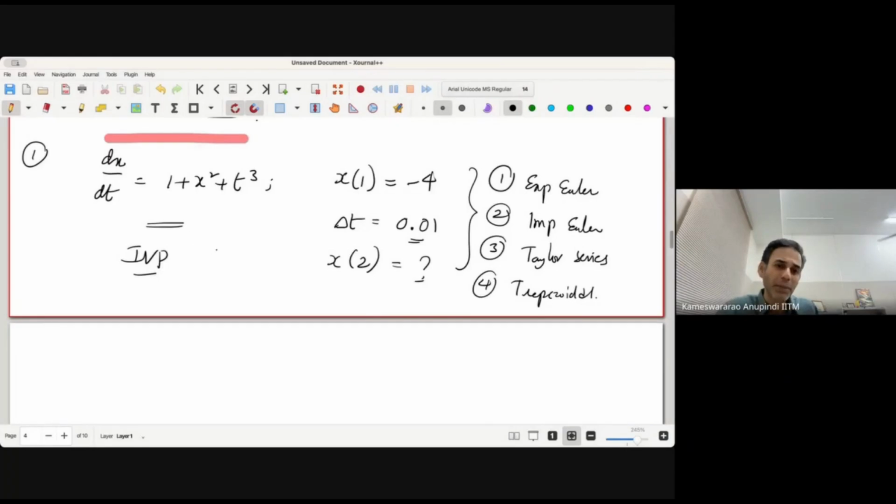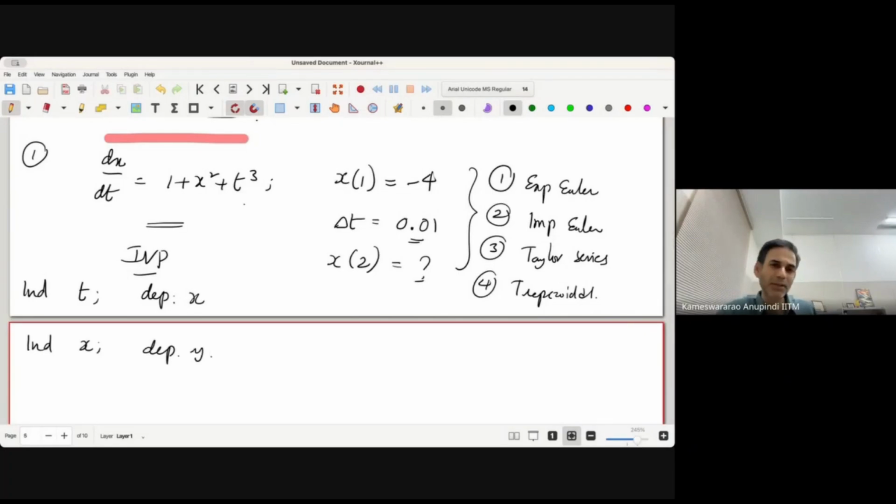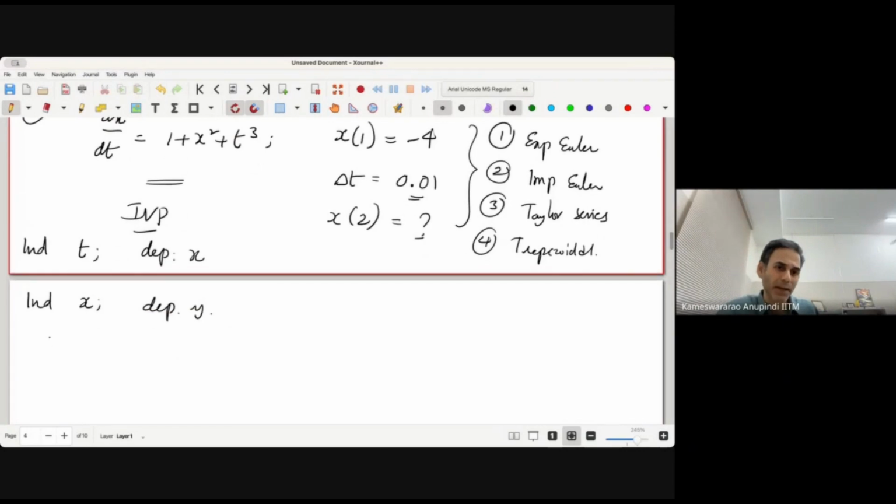So here the independent variable is t, and the dependent variable is x. Till now we have been looking at independent variable x and dependent variable y. Except for that, this is very much the same as what we have been studying. Then let us look at the explicit Euler method.